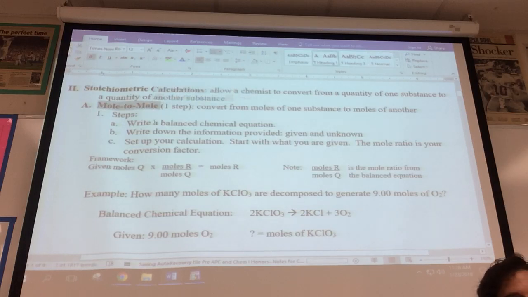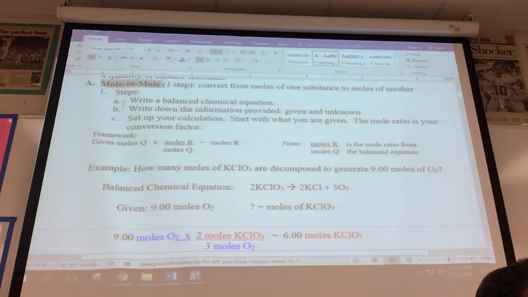The simplest thing initially will be the first type of stoichiometric calculation. This is a mole-to-mole conversion. It's 1 step. You will be given moles of one substance and ask for moles of another substance. It can be reactant to reactant, it can be reactant to product, it can be product to product, it can be product to reactant, so any combination.